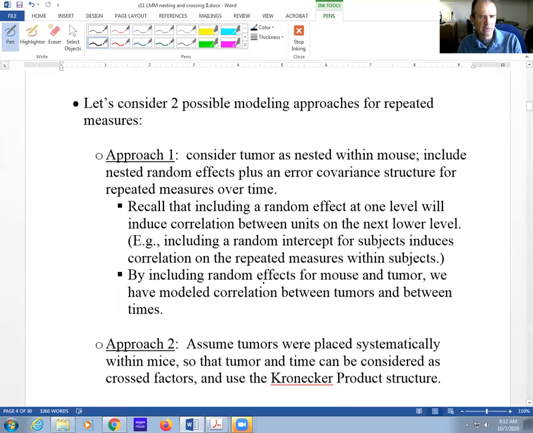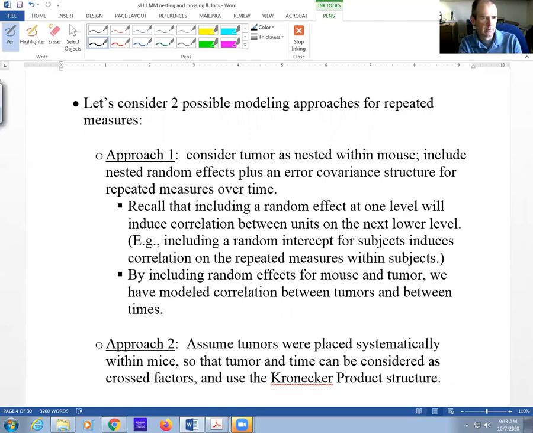So let's think about, if you don't know, what are some possible ways to analyze the data? The first approach that I'm going to describe is where we consider tumors nested within mice. And so we're going to have nested random intercepts, plus an error covariance structure to account for repeated measures over time.